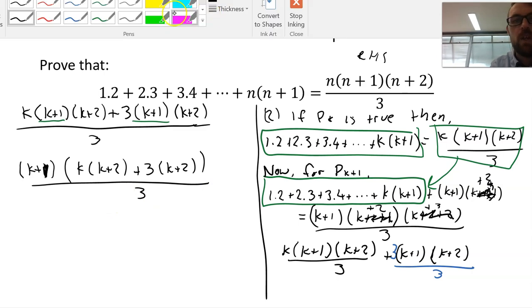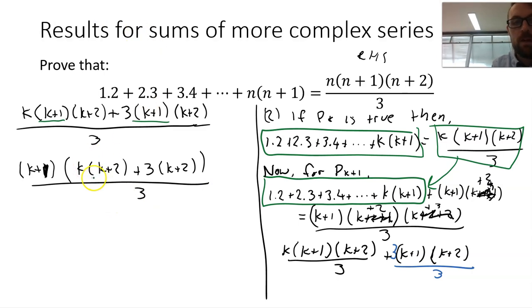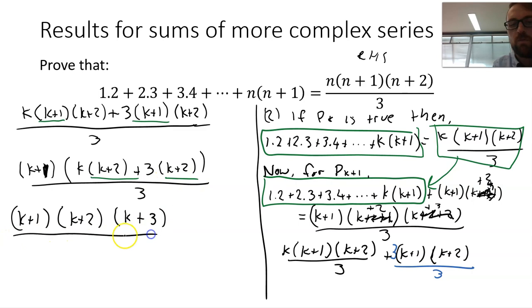Now again, if you're good at factorizing, you might realize that there's a k plus 2 and a k plus 2 here. So we can factorize that out as well. So we get k plus 1. Let's take that k plus 2 out the front, k plus 2. What are we left with in the brackets? We're left with k on this side and nothing else, plus 3 on this side and nothing else. That's all divided by 3.